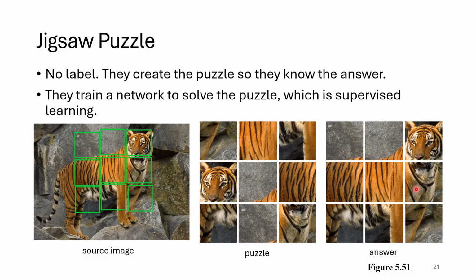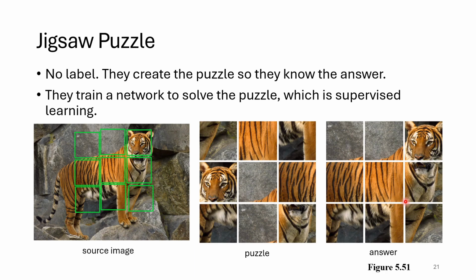All right. So how do they do it? I should say this is also a self-supervised problem because in the source image, do we have any label? No. But we can create the puzzle. And do we know the answer? Yes, because we created the puzzle from the source input image. So we know the answer. Here, we have the input and we have the answer. So we can create a supervised learning algorithm or method to learn it.